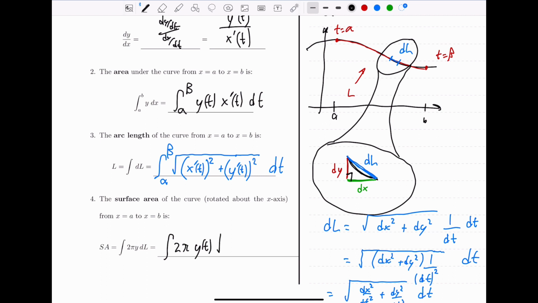So dl, once again, is the square root of the x derivative squared plus the derivative of the y function squared, integrating with respect to t. So to get the entire surface area, we integrate from t equals alpha to t equals beta. And here's the integral that gives us the surface area of our parametric curve rotated about the x-axis. If we were rotating about the y-axis, we would simply replace this y function with the x function. That would give us the surface area formula for rotating about the y-axis, but we won't worry about that for this section.